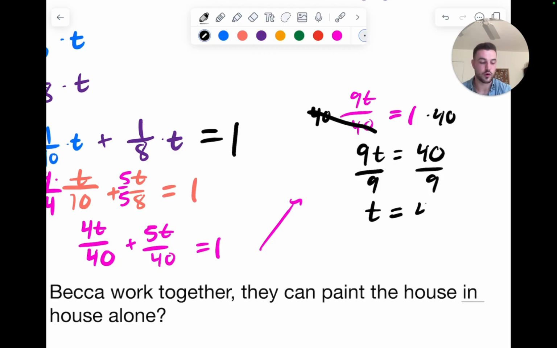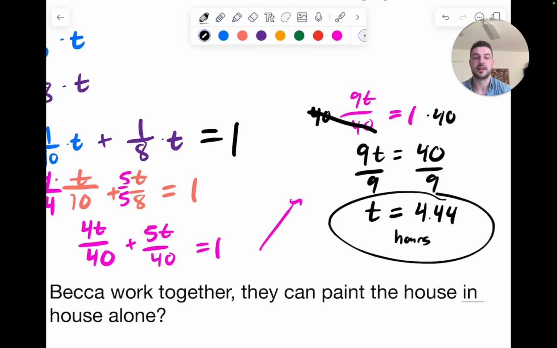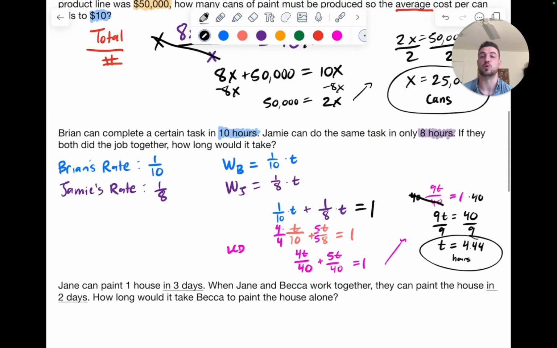We end up with 4.44. And the reason I did 2 decimals, technically it's 4.444 repeating, but we are talking about time, so this should be 4.44 hours. That is our answer here.